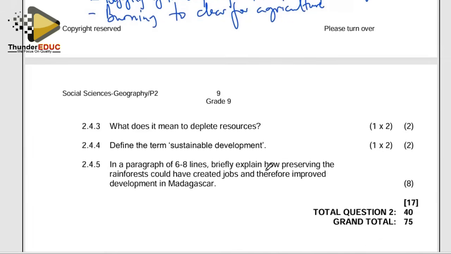And then it says, what does it mean to deplete resources? If you are depleting resources, you are using resources unsustainably.